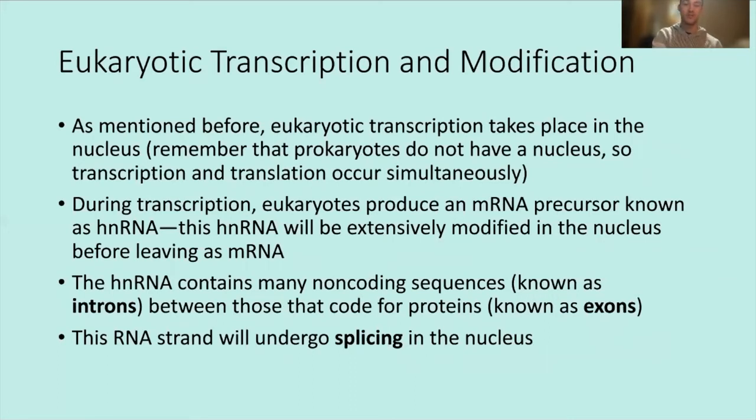During transcription, eukaryotes produce an mRNA precursor known as hnRNA. This hnRNA will be extensively modified in the nucleus before leaving as mRNA.